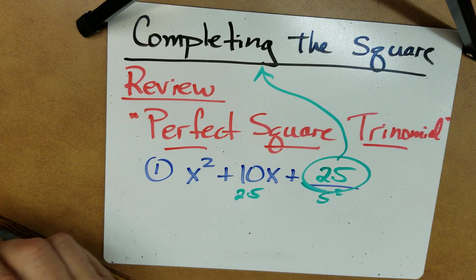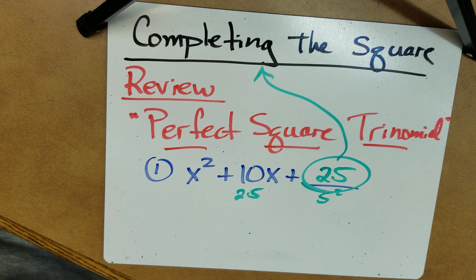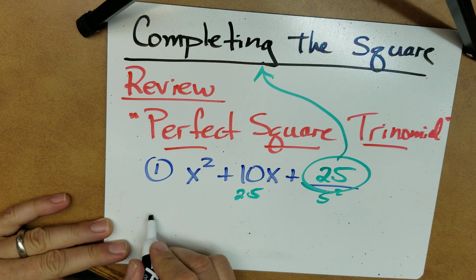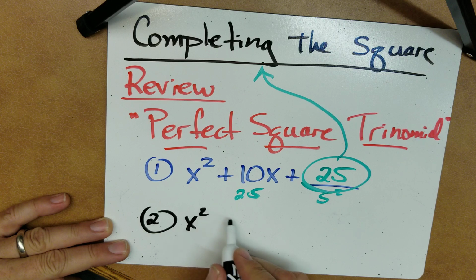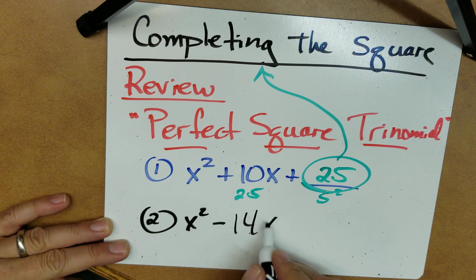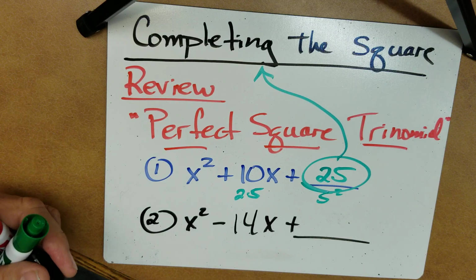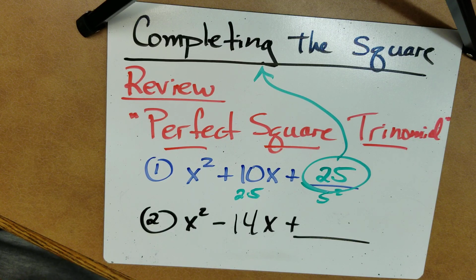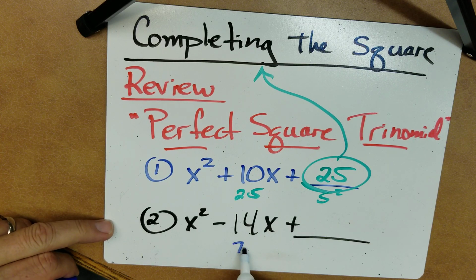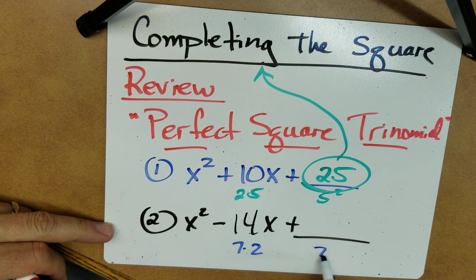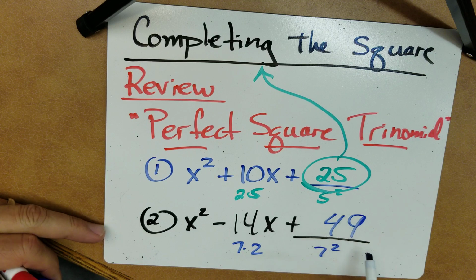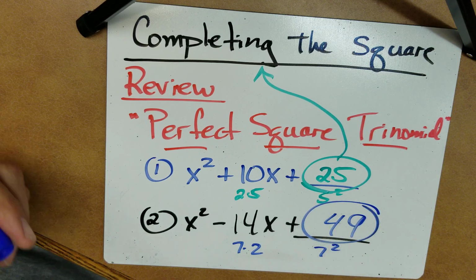Here's another example of one that we can do. You guys know how to do this. Number 2, x squared minus 14x plus, what goes right there, people, to complete this perfect square? It should jump right out at you that 14, that's 7 times 2. And that means this is going to be 7 squared. That's 49. Look what I did. I just completed the square.